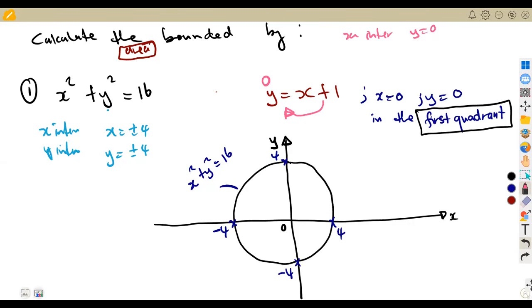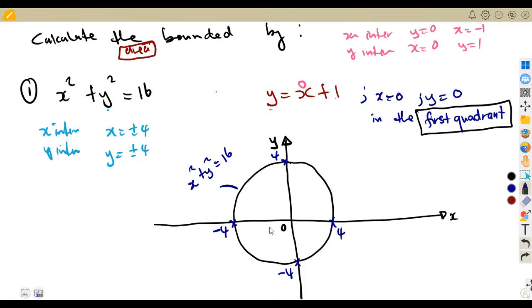If we transpose 1 to that side, x is going to be equal to -1. Then for the y-intercept, we know that x must be equal to 0. So if x is equal to 0, that means the value of y is going to be equal to 1. 0 plus 1, that's a 1. So y is going to be equal to 1. So it means the points that we're going to focus on in this case are the value -1 for x and a +1 for y.